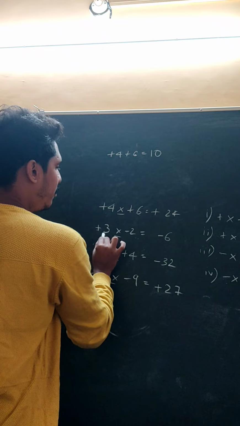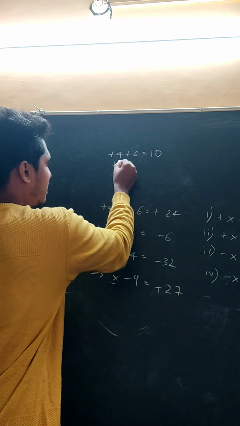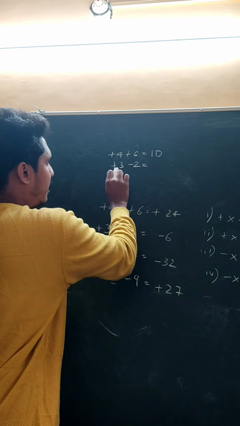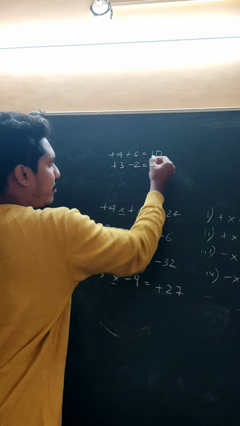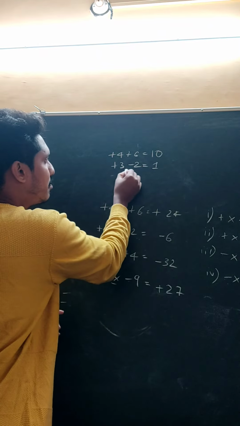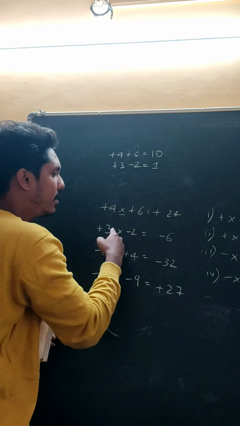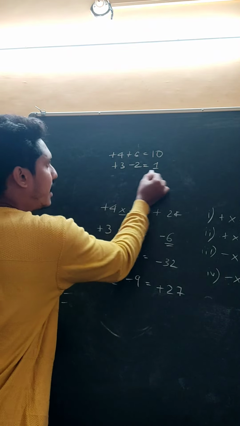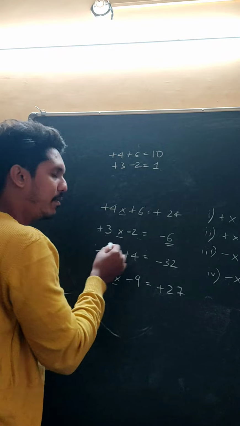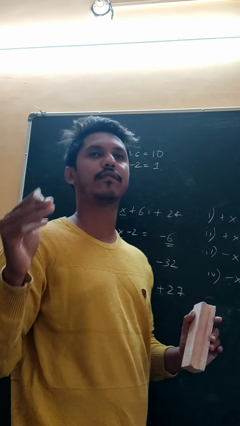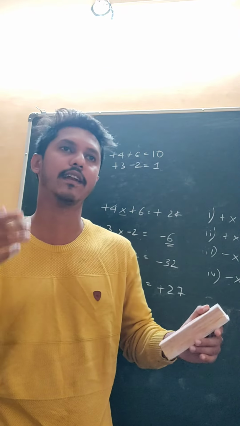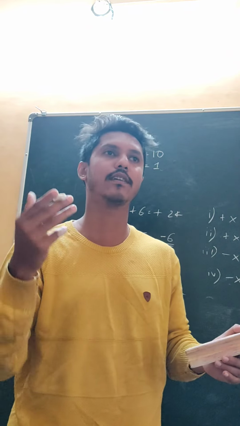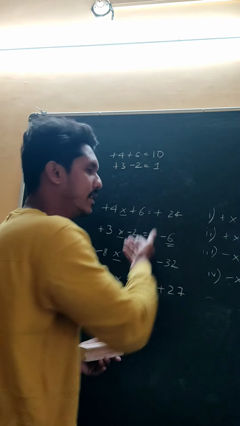Second one, plus 3 minus 2. 3 minus 2 is nothing but 1, right? There is no multiplication symbol here. If there is a multiplication symbol, the answer comes like this. If there is no multiplication symbol, the answer comes like this. People get confused in classes 6th, 7th, 8th, 9th and even in the 10th. Even 10th students don't know how to solve these kinds of problems.